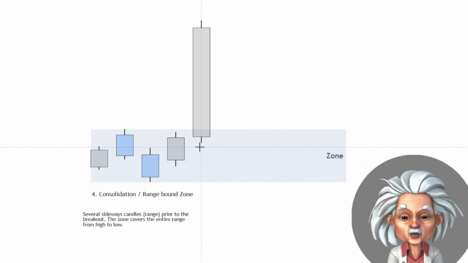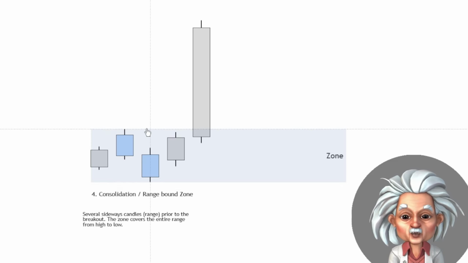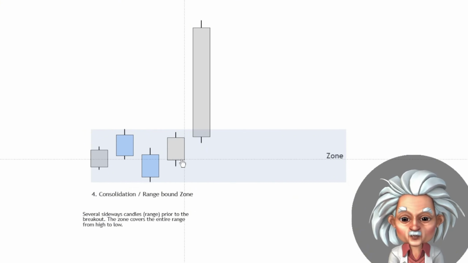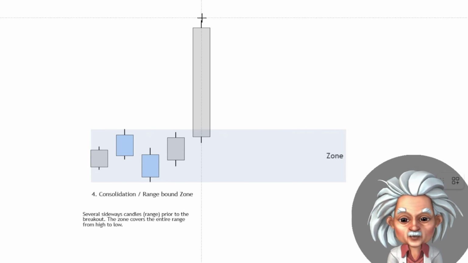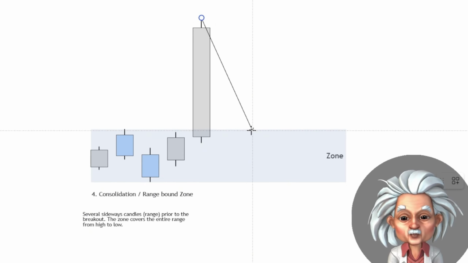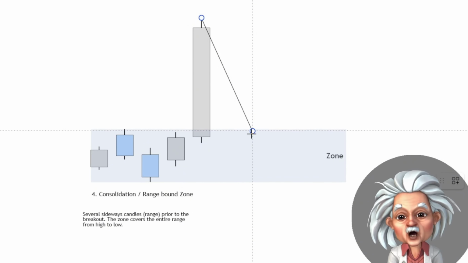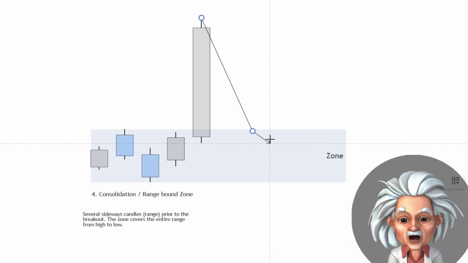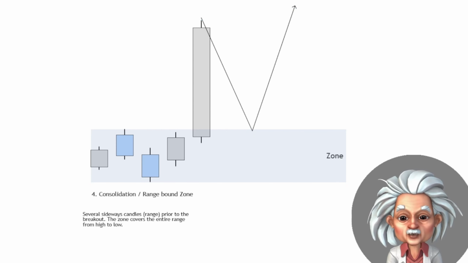The range bound zone, and then suddenly a strong breakout. In this case, you are drawing your zone from the top to the bottom of the complete range. This is the idea, and basically in the future you are expecting that the market will return to this point, around this point. It could, of course, move further down or not, and then get the next push to the upside.